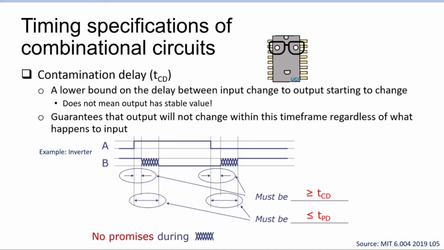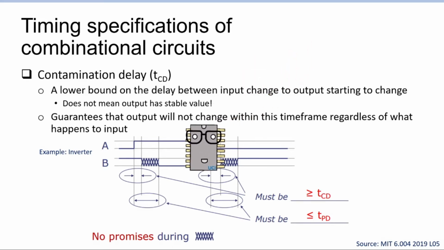Contamination delay is a lower bound. It's a lower bound on the delay between the input change and the output starting to change. It doesn't have to go into steady state yet. It's a lower bound on the time before the output starts to change. It goes into an undefined state.